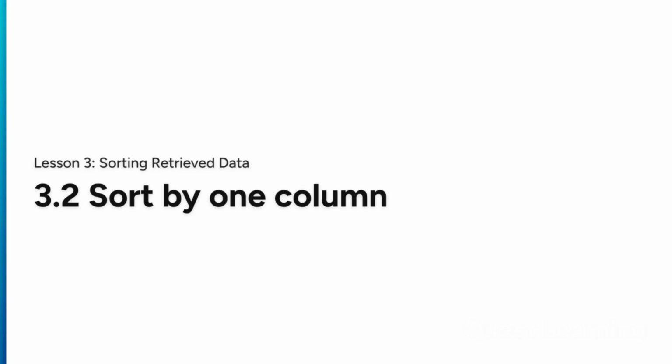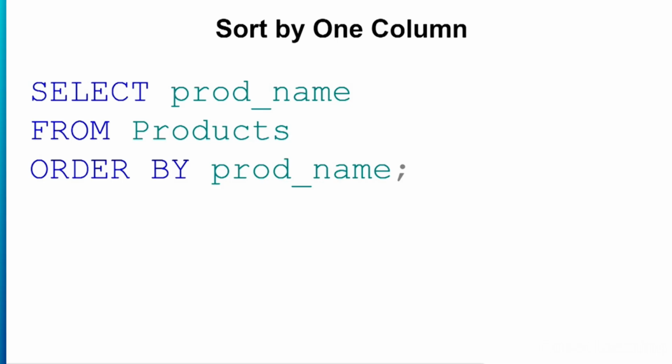Let's start by ordering data by a single column. The code looks something like this. Here, select product name from products, and we're ordering by product name. And so this will return a list of product names from the products table, and they'll be sorted alphabetically by product name. Let's take a look at that in the tool.